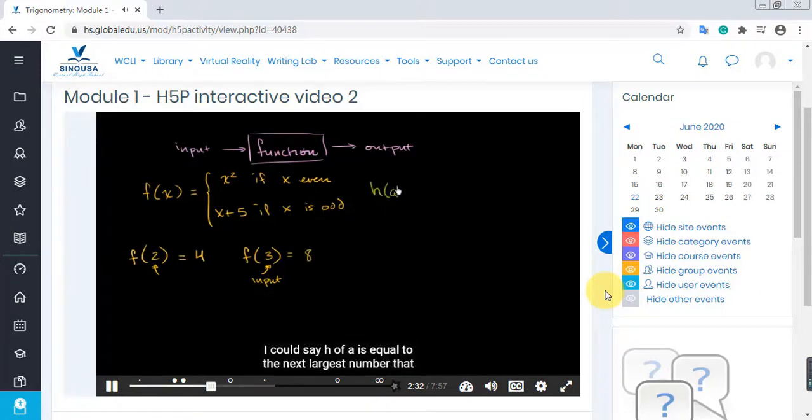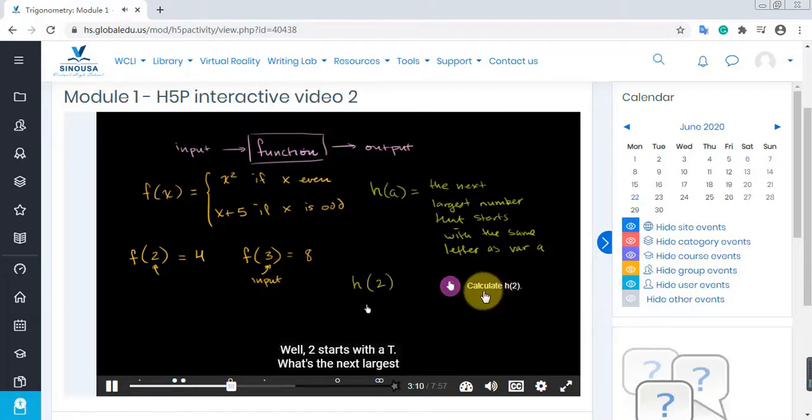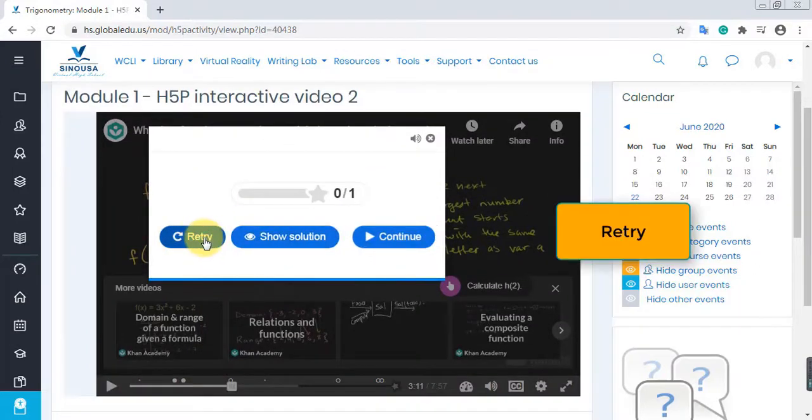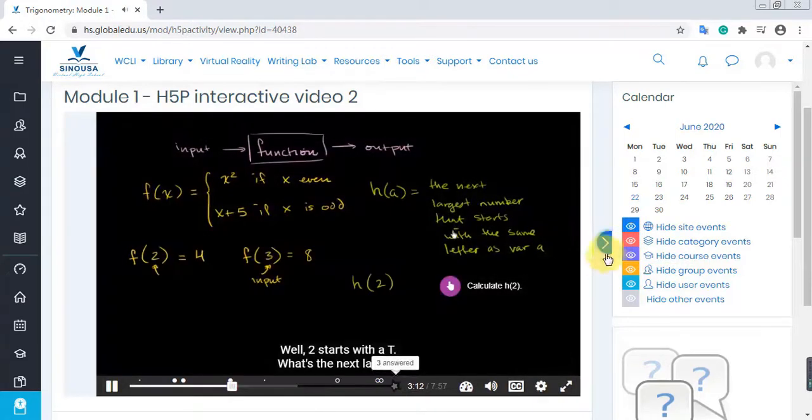So I could say h of a is equal to the next largest number that starts with the same letter as variable a. It says as variable a, and we're going to assume that we are dealing in English. So given that, what is h of 2 going to be? Well, 2 starts with a t. What's the next largest number that starts with a t? Well, it's going to be equal to 3.